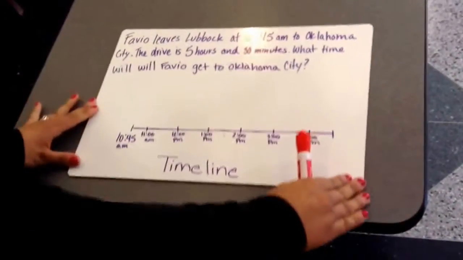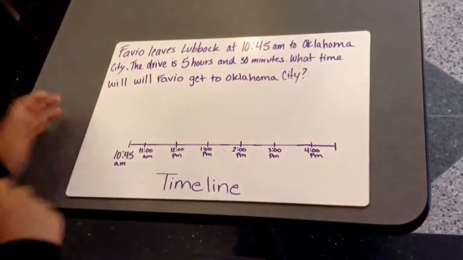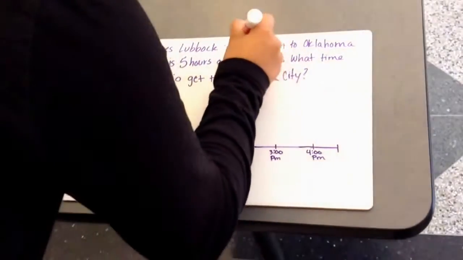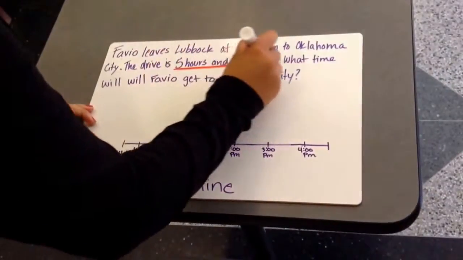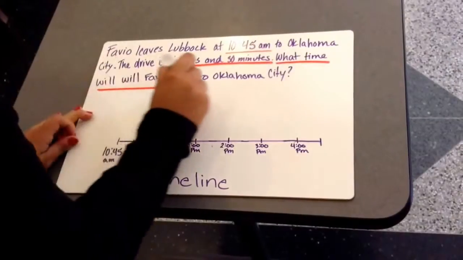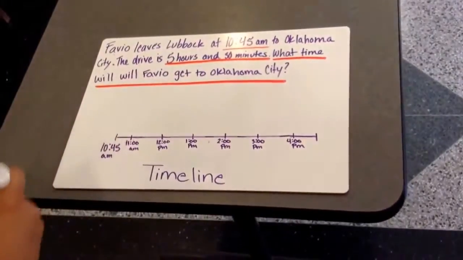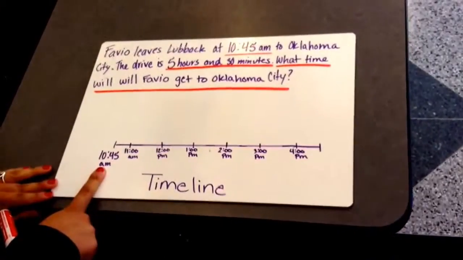Okay, so our word problem for elapsed time is: Fabio leaves Lubbock at 10:45 a.m. to Oklahoma City. The drive is 5 hours and 30 minutes. What time will Fabio get to Oklahoma City? And down here, I put a timeline. Our start time is at 10:45 a.m., okay?